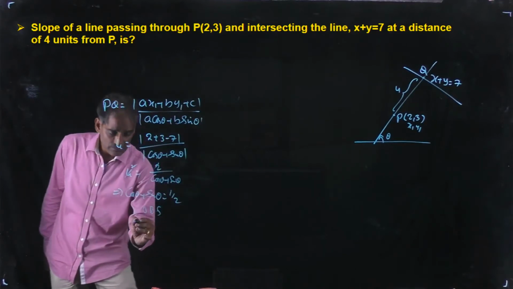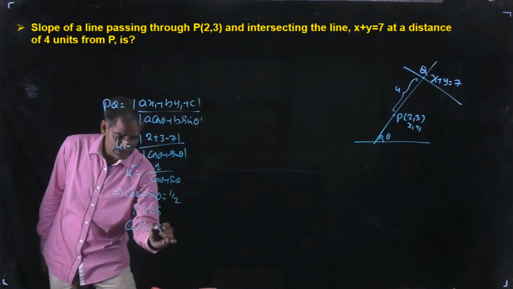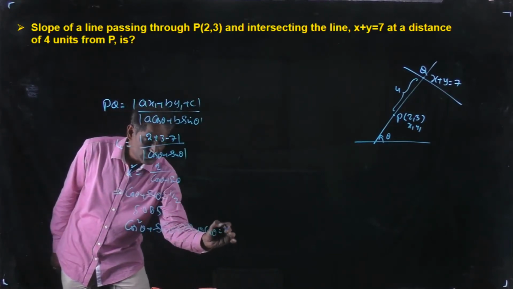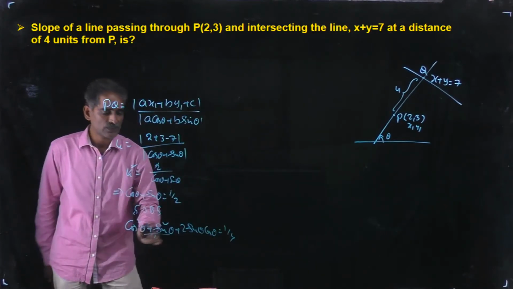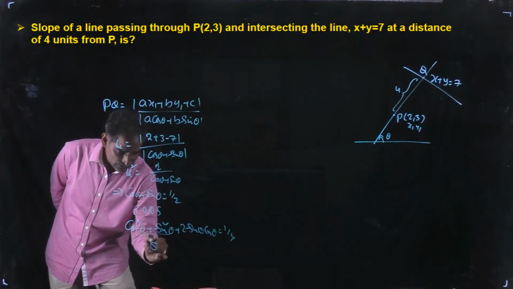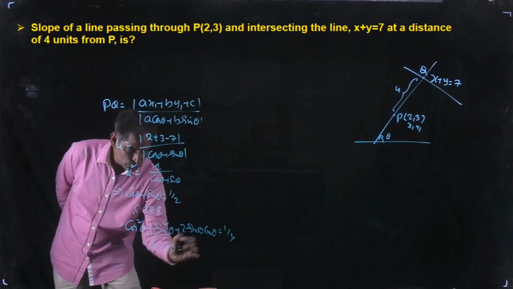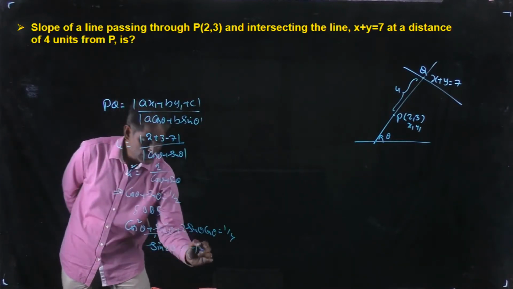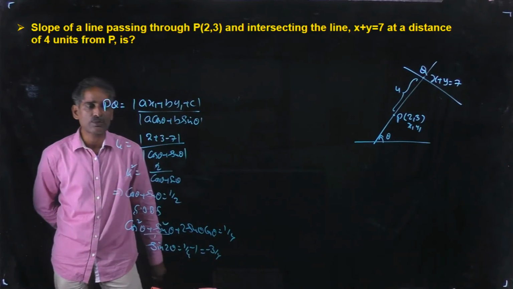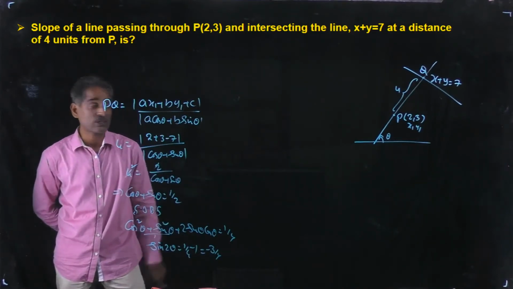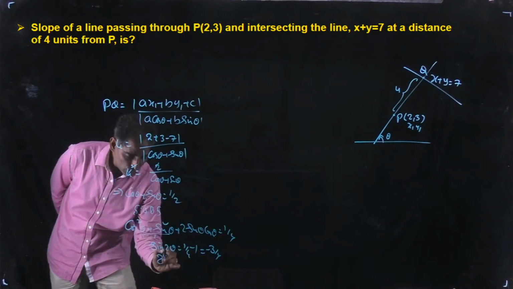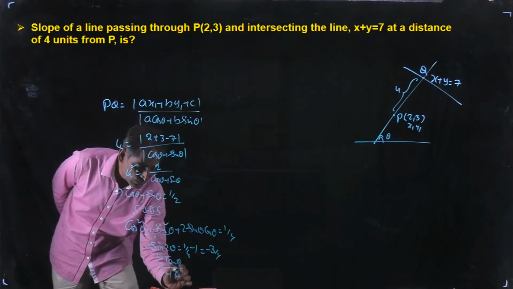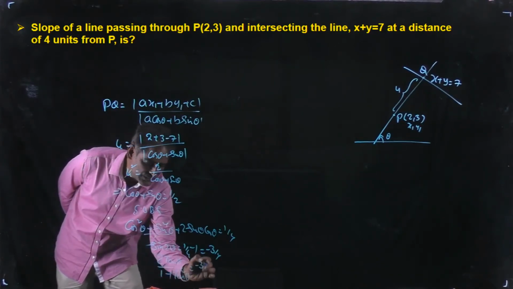Then we will get cos square theta plus sin square theta plus 2 sin theta cos theta equals 1 by 4. The value of cos square plus sin square is 1. So 2 sin theta cos theta is nothing but sin 2 theta. Sin 2 theta equals 1 by 4 minus 1, which is equal to minus 3 by 4. Now try to write the formula of sin 2 theta in terms of tan theta, since our aim is tan theta. Sin 2 theta equals 2 tan theta by (1 plus tan square theta), so 2 tan theta by (1 plus tan square theta) equals minus 3 by 4.